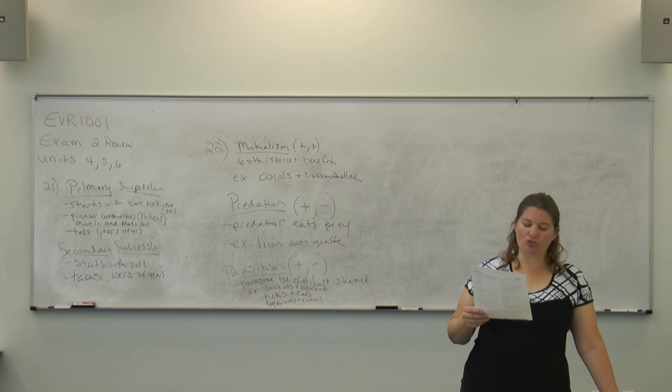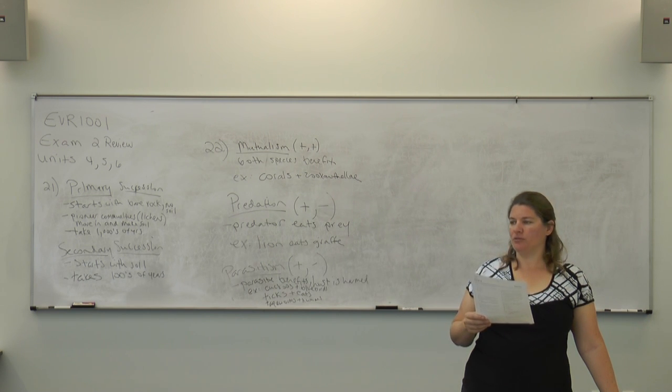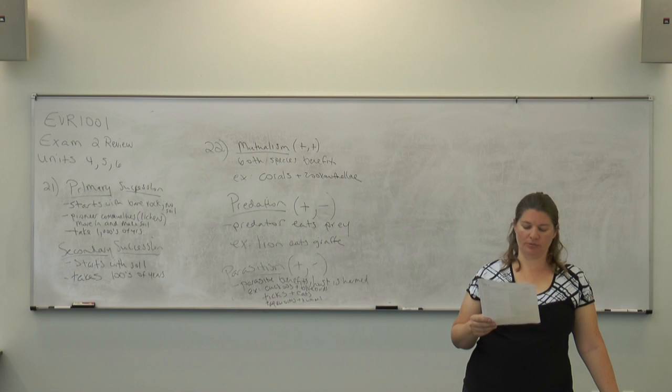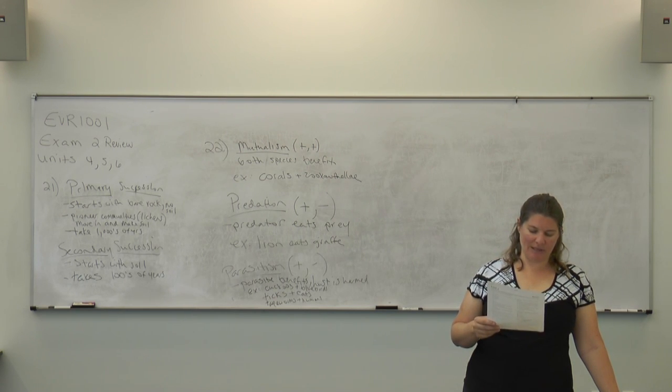Number 18, what's the driest region on Earth? You guys can all tell me that. Yeah, desert. Deserts are the driest. Letter B for number 18.